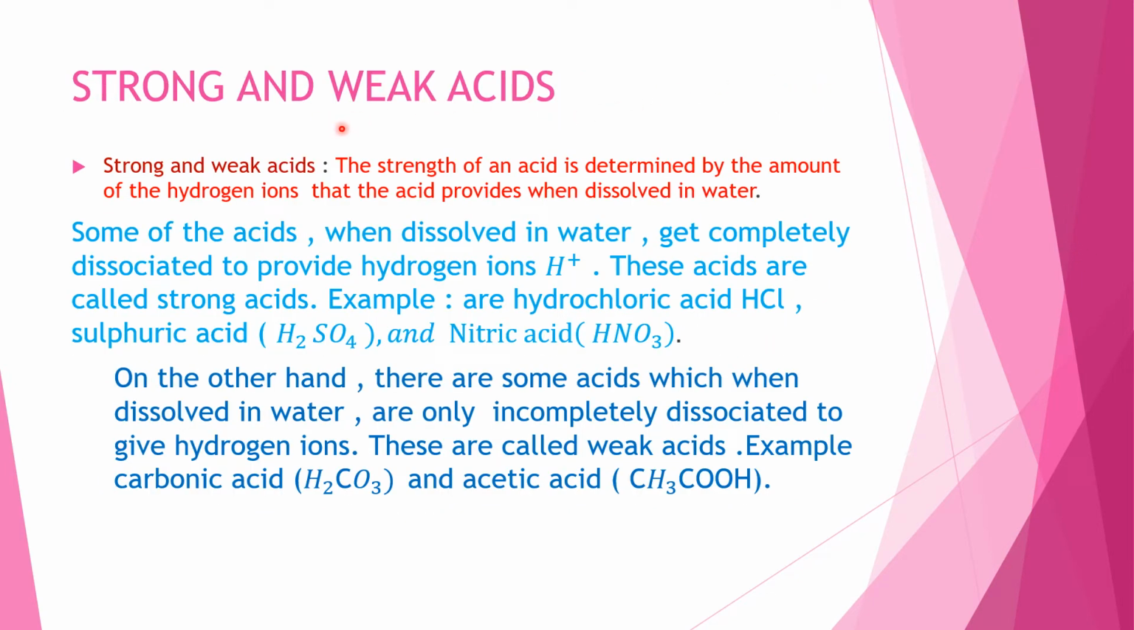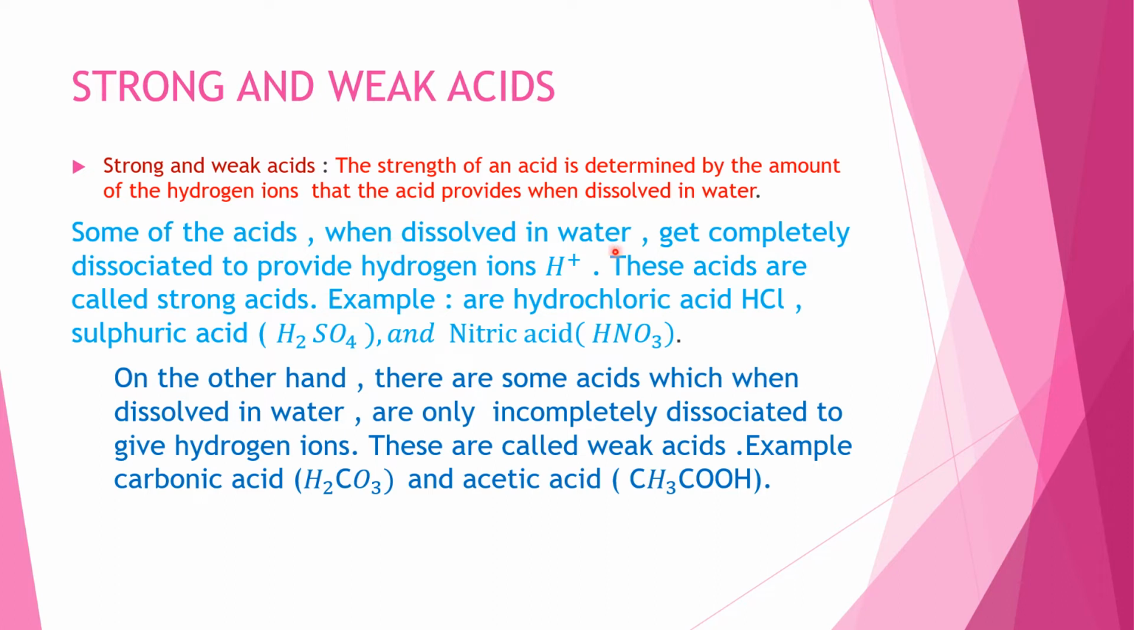Next category is strong and weak acids. The strength of an acid is determined by the amount of hydrogen ions that the acid provides when dissolved in water. When we dissolve the acid in water, it would dissociate, meaning the acid would break down into H positive ions, or hydronium ions. This is called dissociation, when an acid breaks down in water.